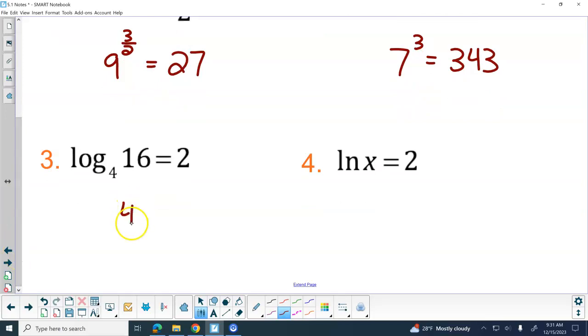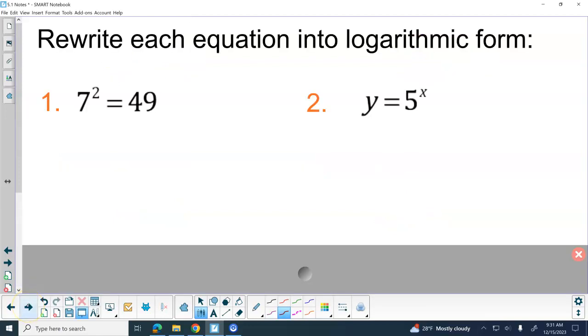So, 4 squared equals 16 on that one. And this one, e squared equals x. Yes? For those two? Because that's what you should have done. Okay? Let's go the other way.